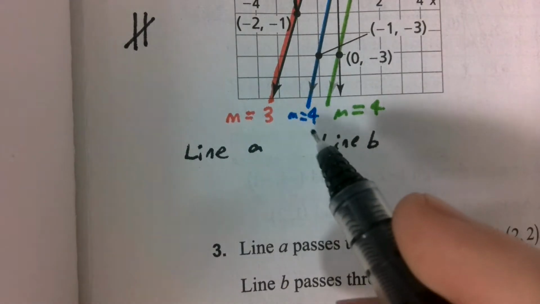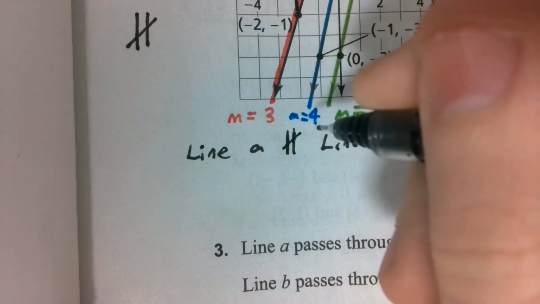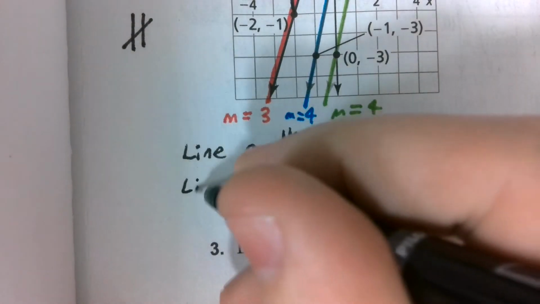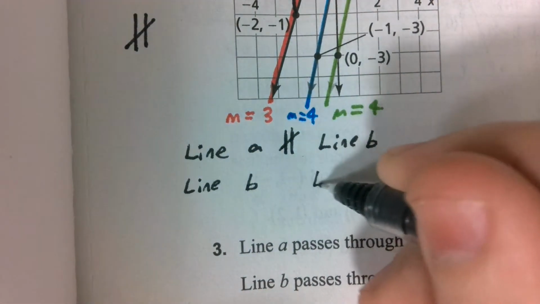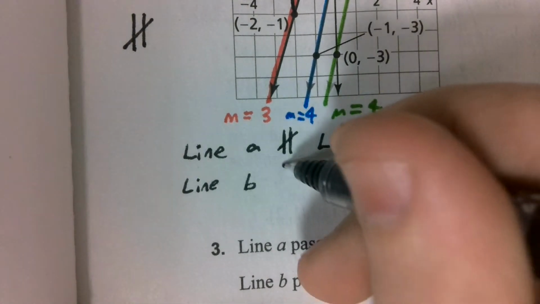Since A has a slope of 3 and B has a slope of 4, we say that they're not parallel. Not parallel. What about line B and line C? Well, the blue line and the green line have the same slope, so we say that they are parallel.